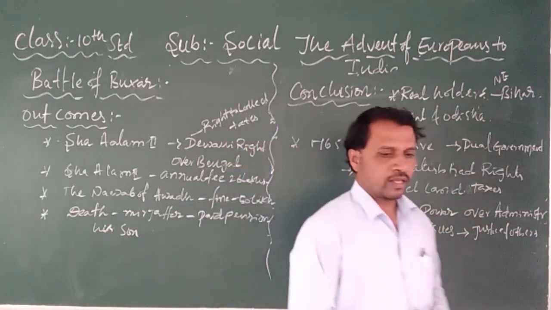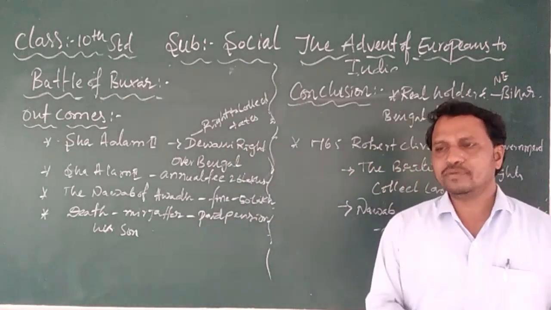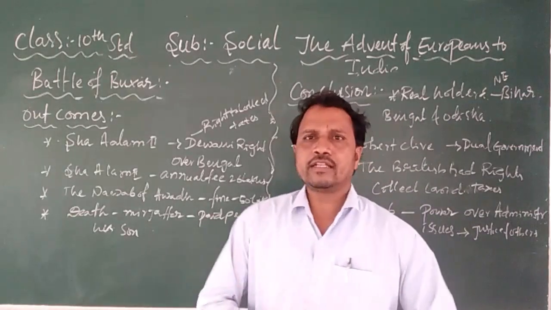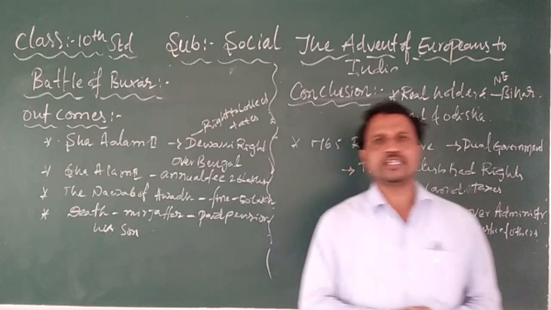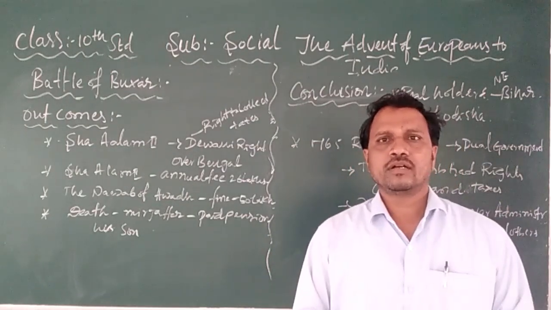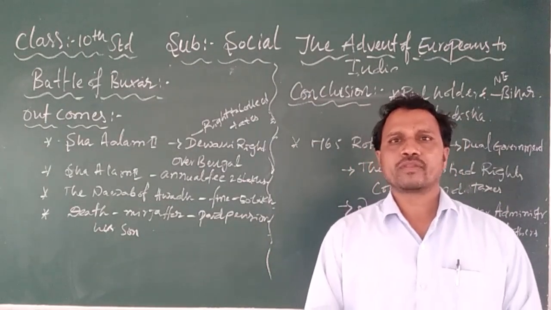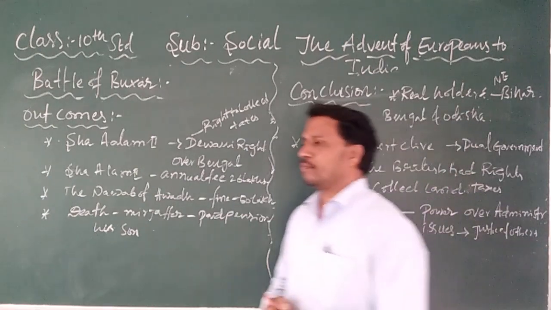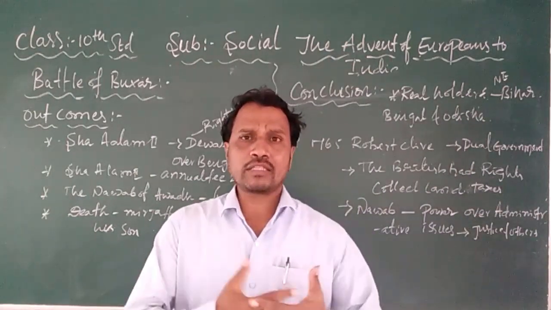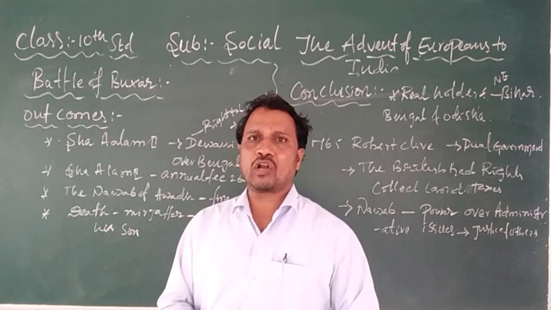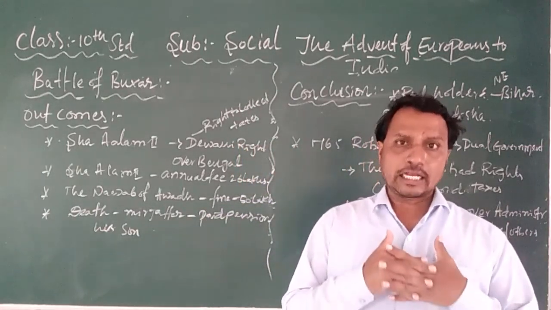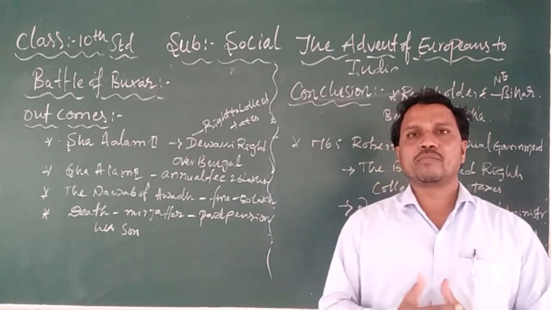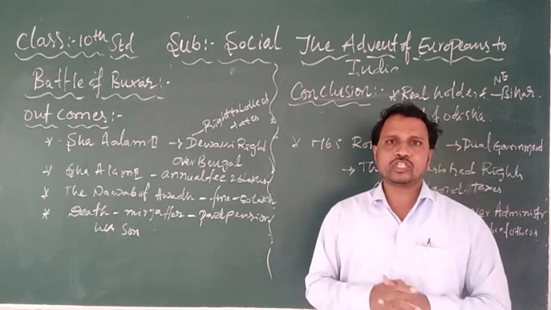Okay, students, with this concept we are ending today's video. I hope, friends, that the Battle of Plassey and the Battle of Baksar are understood. Through these two parts, the northeast part of our India came under the control of the British, and first, through the Carnatic wars, the southern part, especially the Hyderabad Kingdom and the Carnatic region, came under British rule.